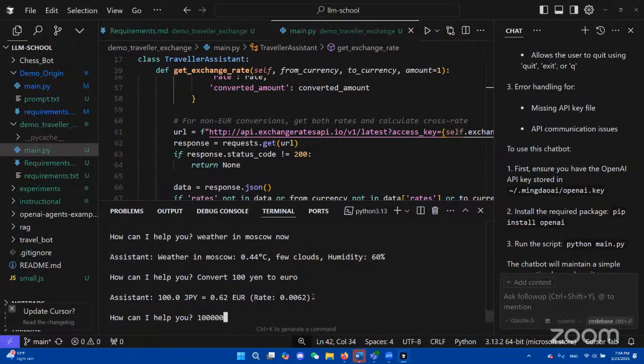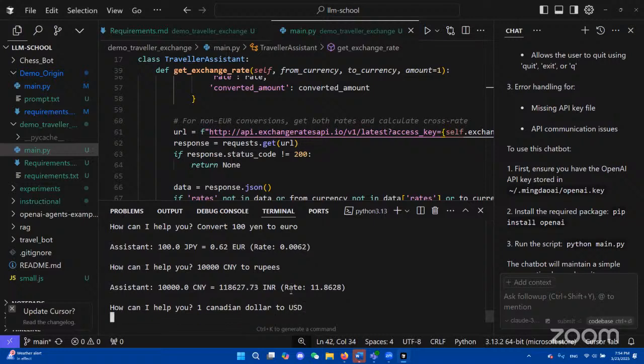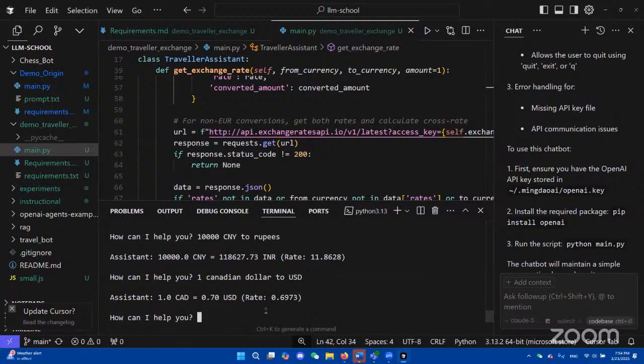I can also ask 10,000 CNY to rupees. It can go in between any type of currency to show you this. How about Canadian dollar versus US dollar? 1 Canadian dollar to USD. Does Canadian dollar have an abbreviation? Yeah, CAD. It shows the exact rate as well, although it just gave me what was the general conversion on the side. I guess it rounds to the nearest cent because that makes sense. It's great. 100,000 Canadian dollars equal to 69,000 US dollars.